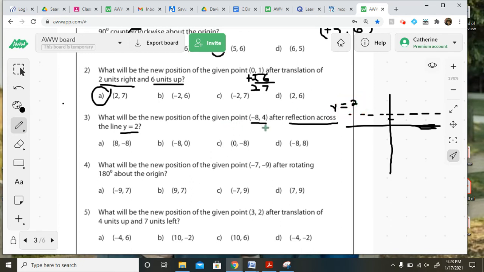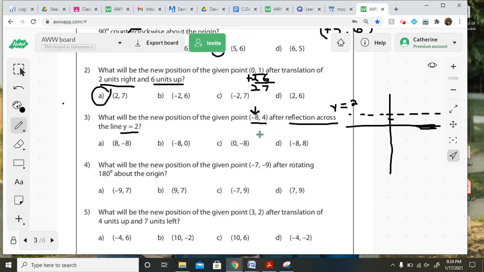Okay, and we are reflecting this point across. Remember, when we reflect across the x-axis is parallel to this. So when we reflect across the x-axis, the x stays the same and the y goes opposite. So in this case, because those are parallel lines, the x is going to stay the same. So we know this is going to stay the same, which narrows down our answer choices quite a bit.